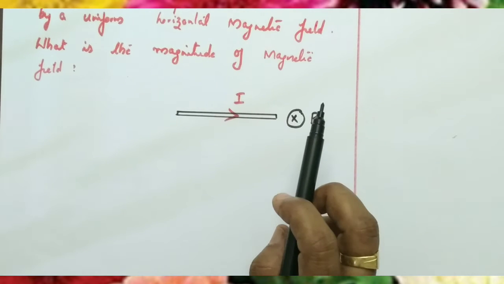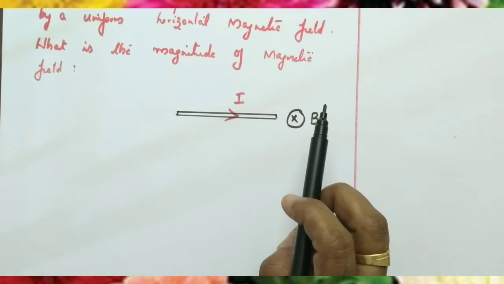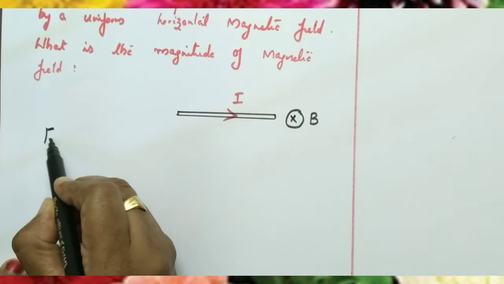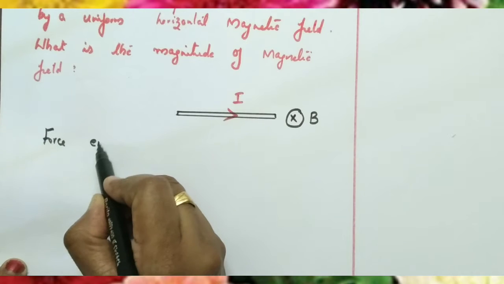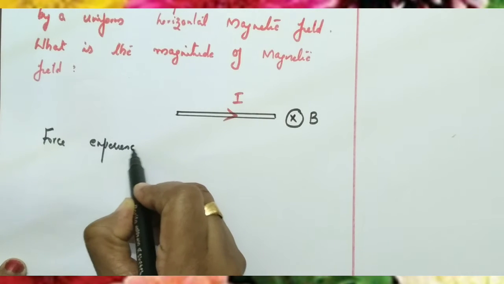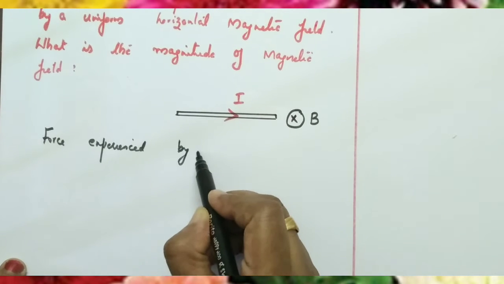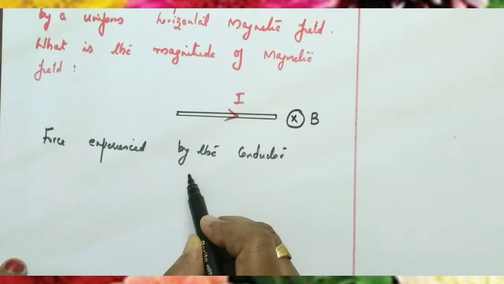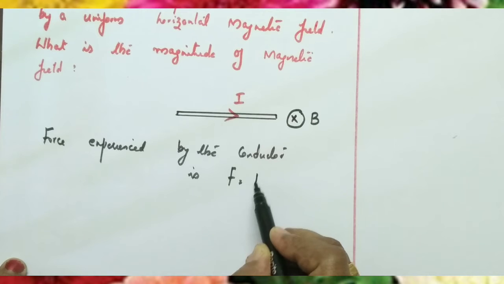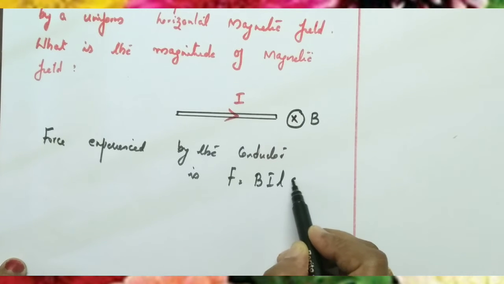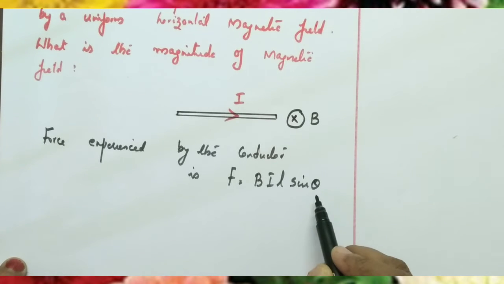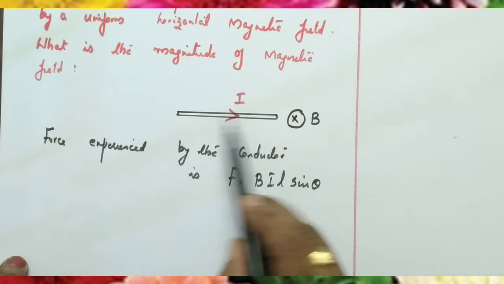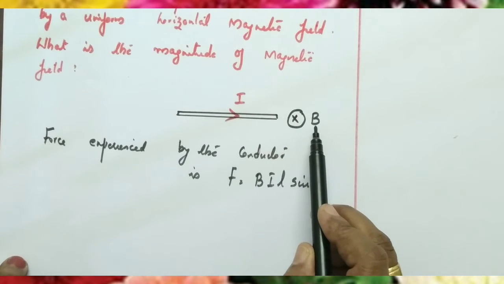We know that when a current carrying conductor is placed in an external magnetic field, it experiences a force. So the force experienced by the conductor is F equal to BIL sin theta, the general formula. Theta is the angle between the length and the magnetic field. Here length means the direction of current.